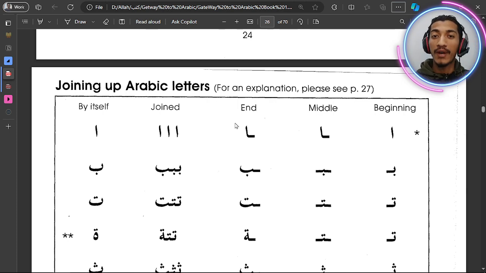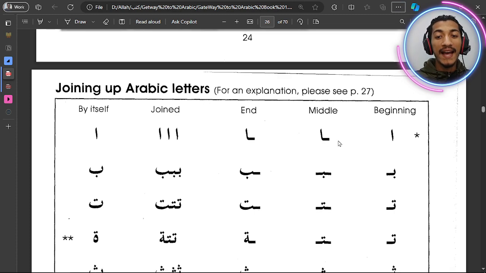Two main rules you have to know. First, that we write from right to left. It's the opposite of English. And also we have to connect letters together. And let's say the third one, that we don't go down to the line when we have connected letters. What this means is, if I want to connect a letter to the next one, I can't go down to the line. Now, let's see what this means.